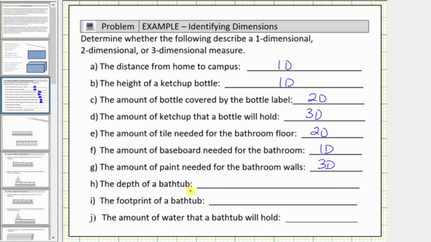H, the depth of a bathtub is a length or distance, and therefore this is one-dimensional. I, the footprint of a bathtub indicates how much space on the ground the bathtub takes, which would be measured as area, and therefore the footprint of a bathtub is two-dimensional. And then finally, J, the amount of water that a bathtub will hold would be a volume, and therefore the amount of water is three-dimensional.